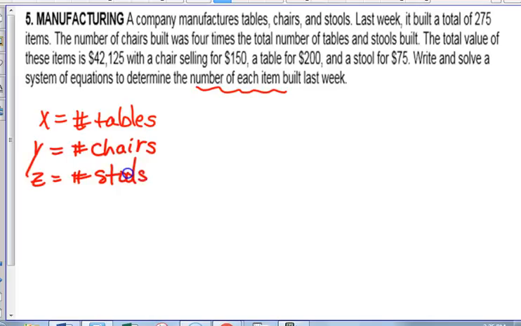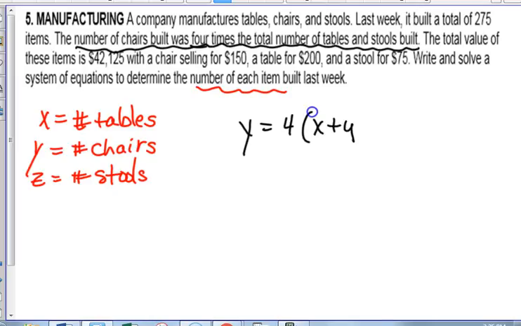Okay, somebody come up with one of the equations. Okay, 4 times the total number of tables and stools built. The number of chairs was 4 times. Okay, we missed a really easy equation though. What did this say?